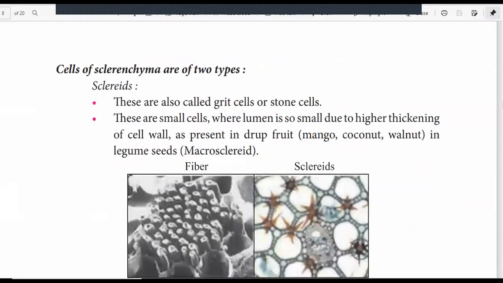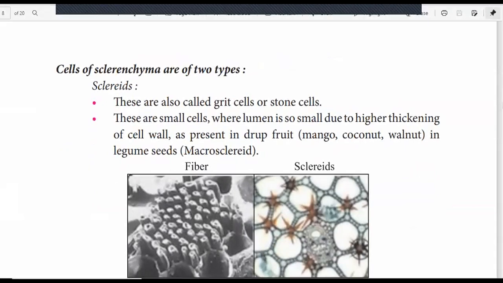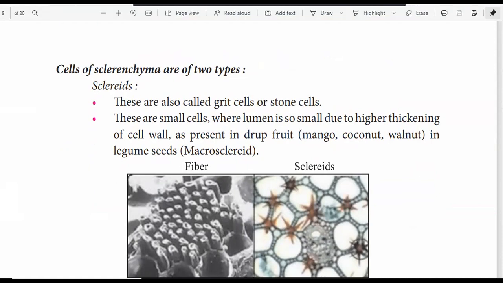Okay, let's move further. The cells of sclerenchyma are of two types. One is sclereids and the other one is fibers. Sclereids are also called grit or stone cells, meaning these are very hard cells. These cells are small, where the lumen is so small due to the thick thickenings. They are very small.